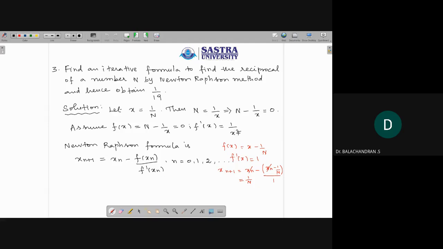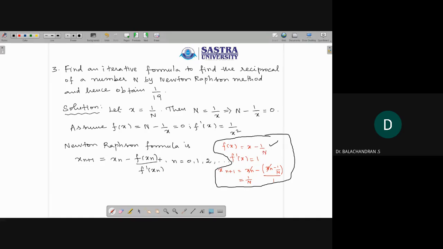Suppose instead of writing n equal to 1 by x, I take x equal to 1 by n. So suppose I take f of x equal to x minus 1 by n. Then the derivative of these two: f dash of x is equal to 1, and this is 0.